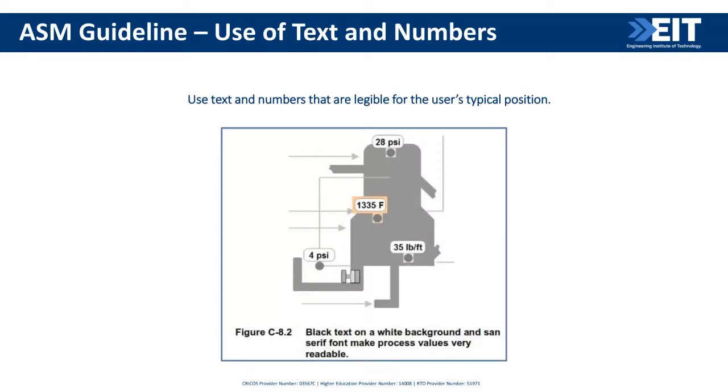Okay, so the next one is use of text and numbers that are legible from the users' typical position. Black text on a white background and a sans serif font makes process values very readable. Consideration also has to be given to older operators. If you have a very small font, it might be difficult for them. So a good size font that works for a range of operator ages is how the display needs to be built.